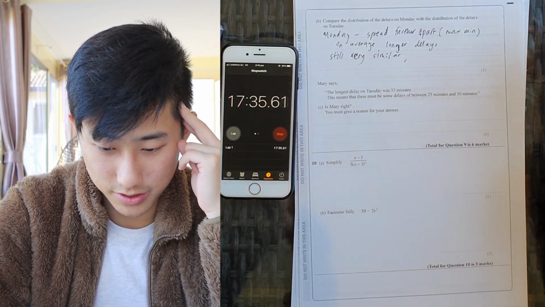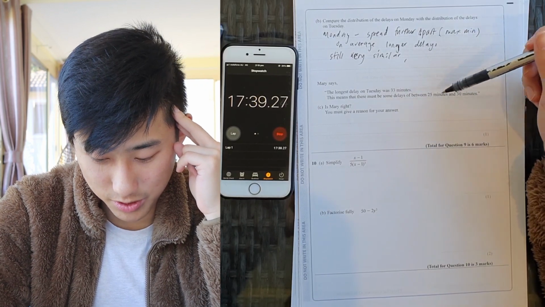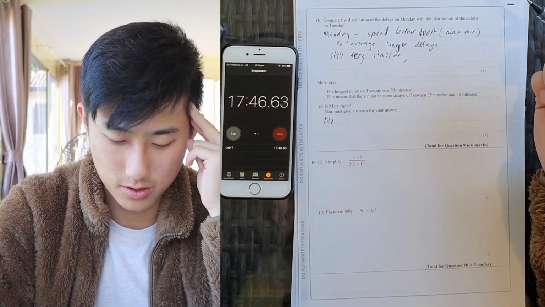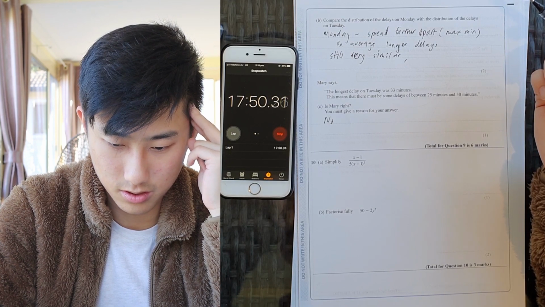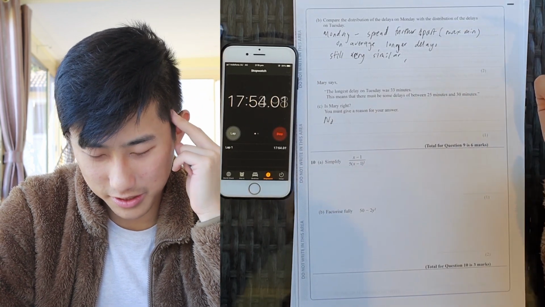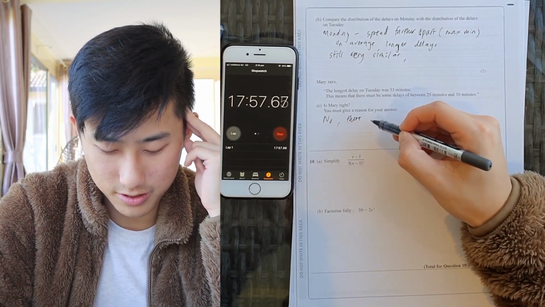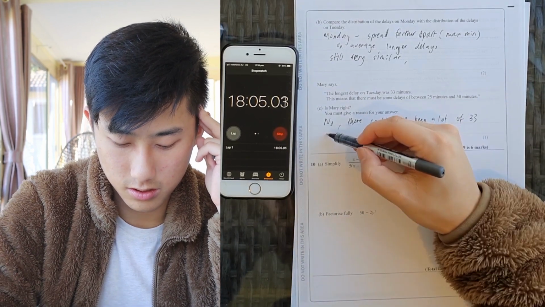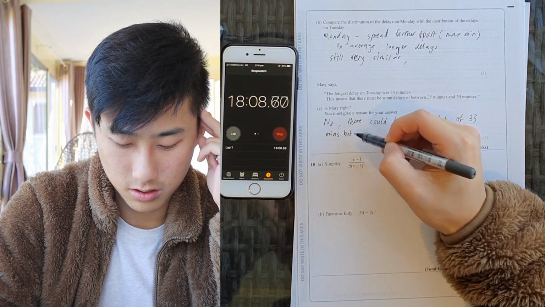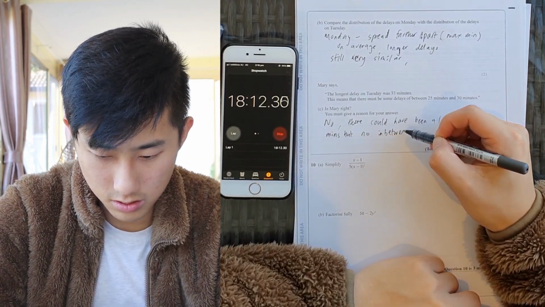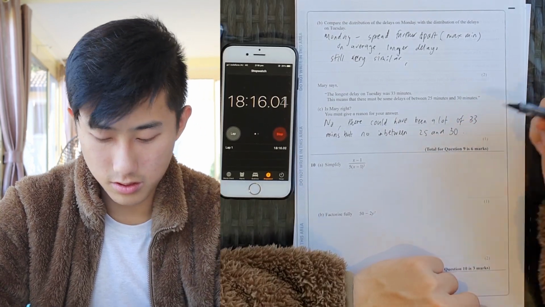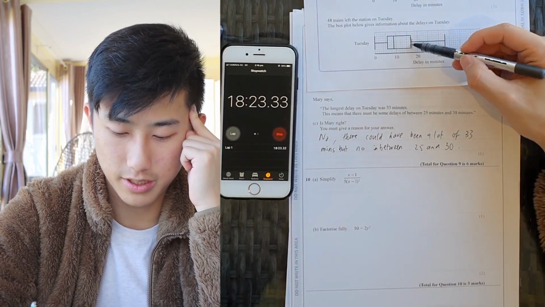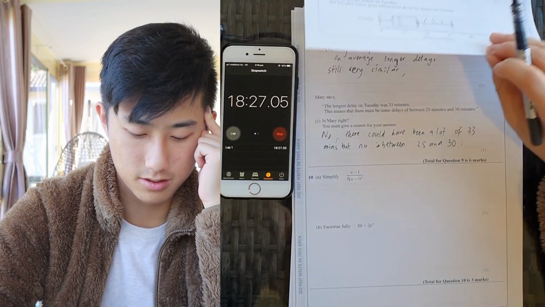Mary says the longest delay on Tuesday was 33 minutes. This means there must have been some delays between 25 and 30 minutes. No. Because what's the reason? There could have been a lot of 33 minutes, but none in between 25 and 30. So there were a lot at this point, and a lot at this point, but none here, I guess.